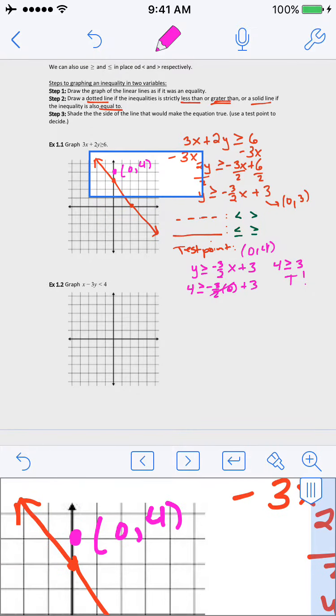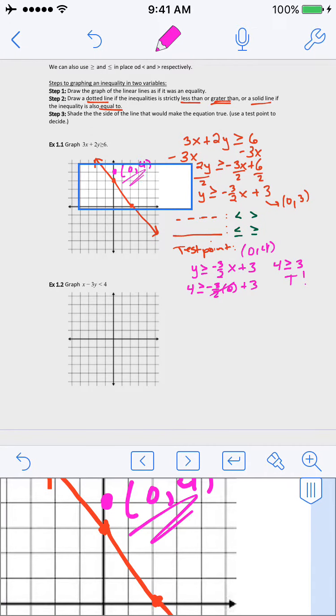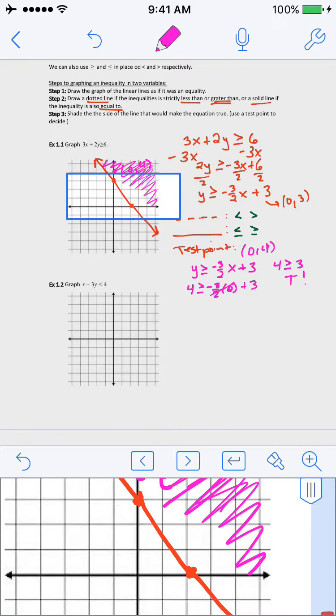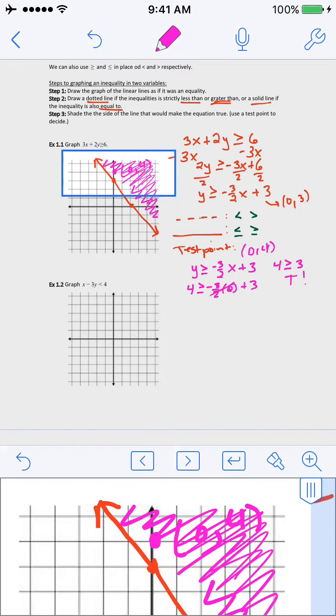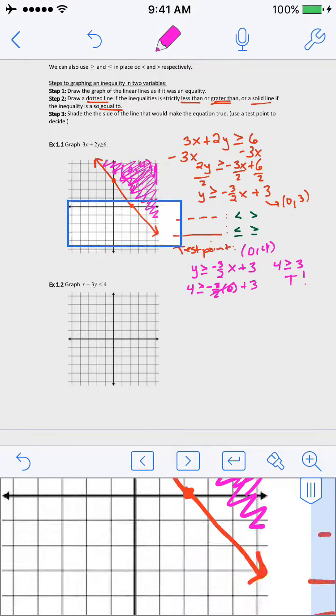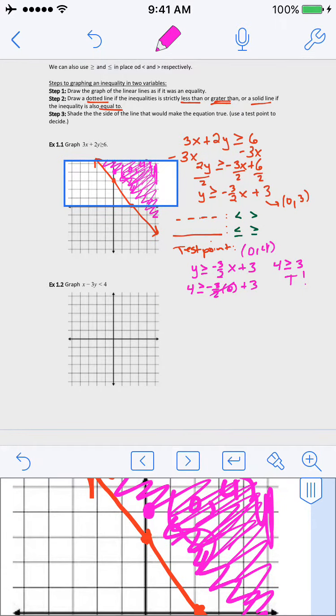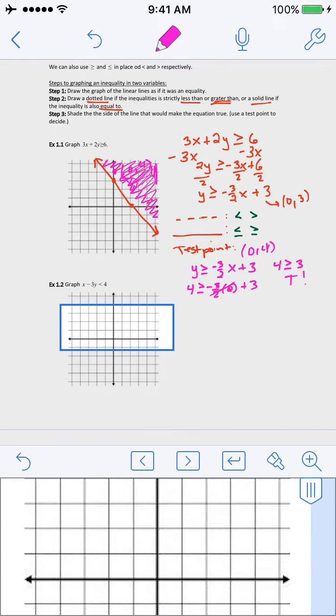So I know that this is my true side. This is the side I need to shade. Because one test point worked on this side, all the points will work on this side. And there we have the graph of the inequality. So an inequality graph does not only have a line, it has a shaded side. If you've got more than one equation, as we will see later on, it's got a couple shaded sides. Or it's got one shaded zone, but every single inequality graph is going to have some shading on it. Let's try another one.